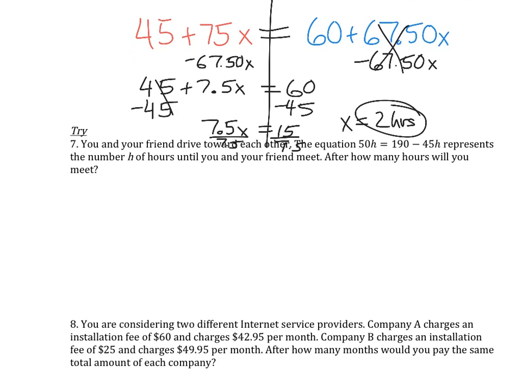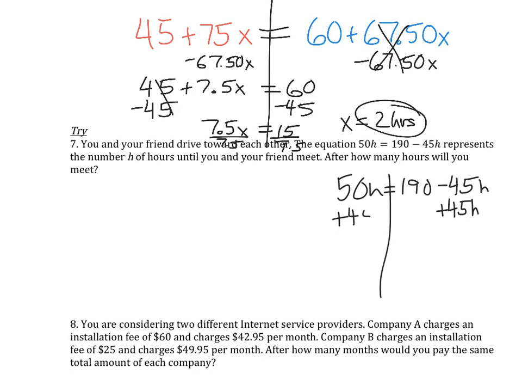All right, so number 7 is nice. It gives us the equation, right? So we have 50h equals 190 minus 45h. And I have variables on both sides. Since I don't have any regular number on the left, I'm going to bring variables over there. So I'm going to add 45h, which is my opposite operation. I have 95h equals 190.